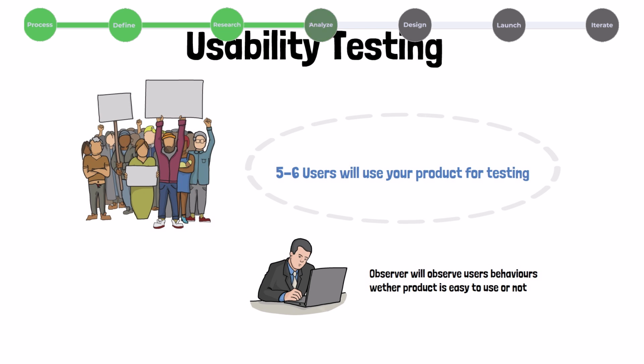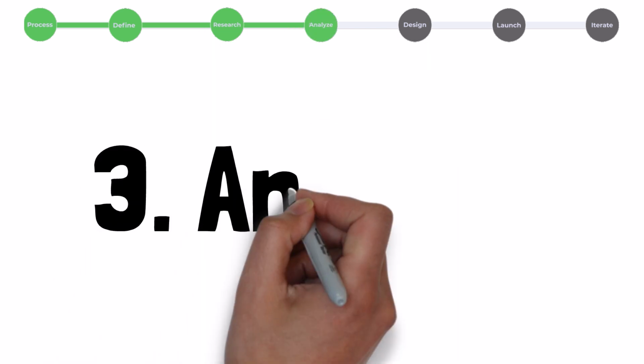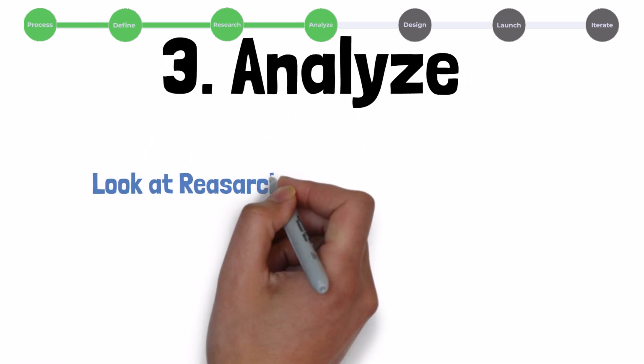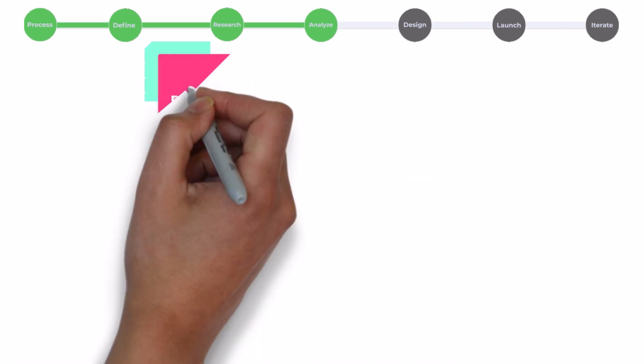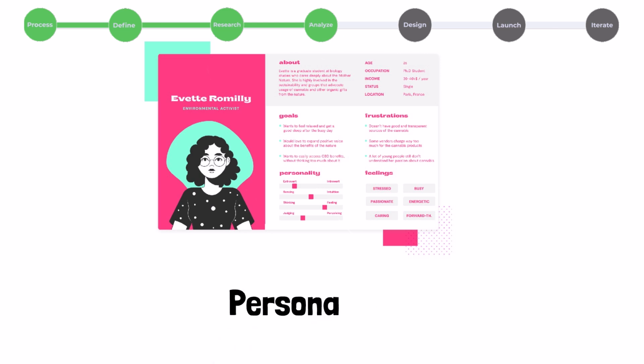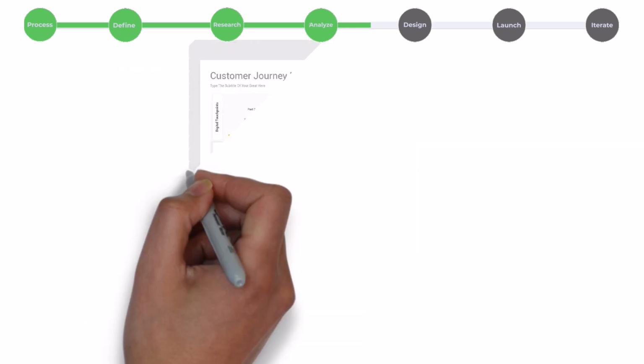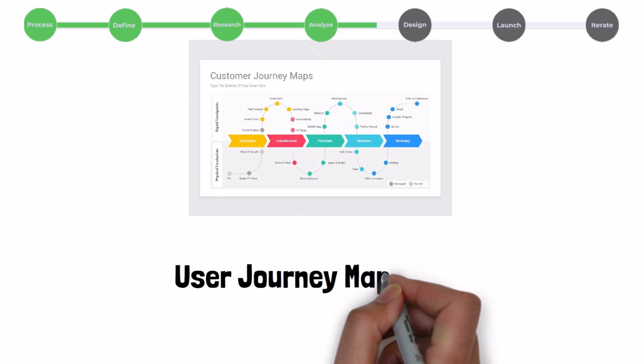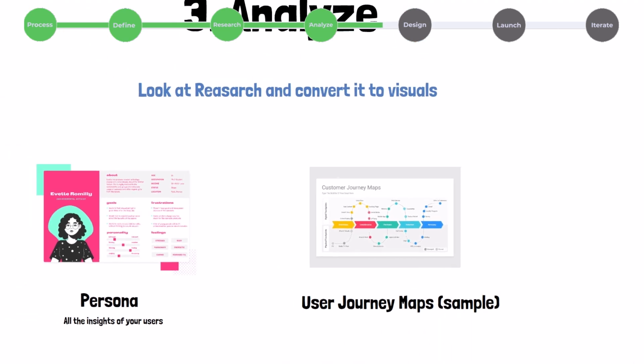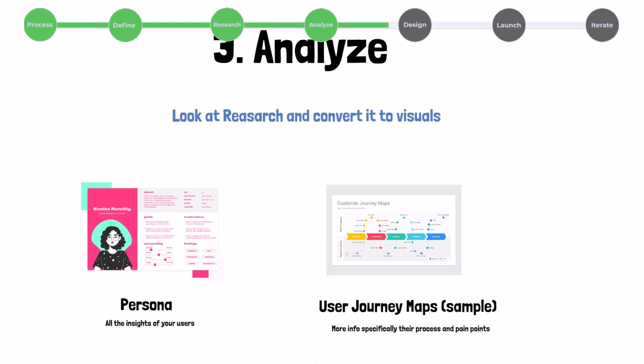Third step is analyze. Once you finish your research, it's time to look at it and analyze it. In this step, you will prepare your user personas. A user persona is a one-page representation of all your users. It gives all the insights of your users. These are very important and help a UX designer a lot. Don't worry, we will do them soon practically. In the analyzing step, we will also create user journey maps. If we need a more enhanced overview of our audience, it gives more information on users such as their pain points.